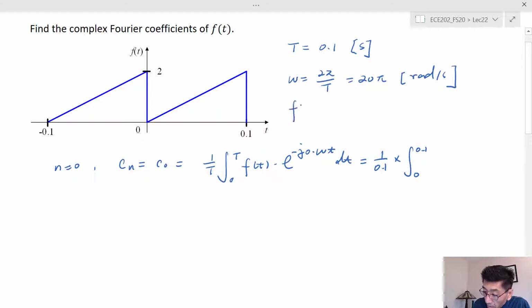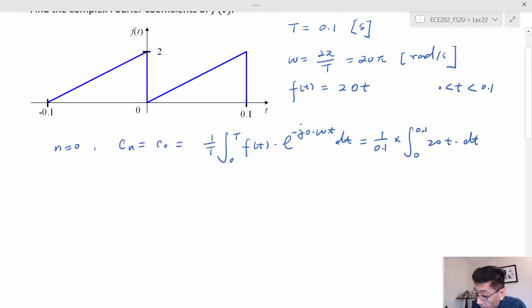f(t) during this interval, when t is greater than 0 and less than 0.1, is just equal to the ramp function. That's 2 times t over the period, so t over 0.1, that's 20 times t. So this is a ramp function. When t equals 0.1, f(t) equals 2. And we substitute this 20t dt, and you can integrate this mathematically: integrate t, you get t squared.